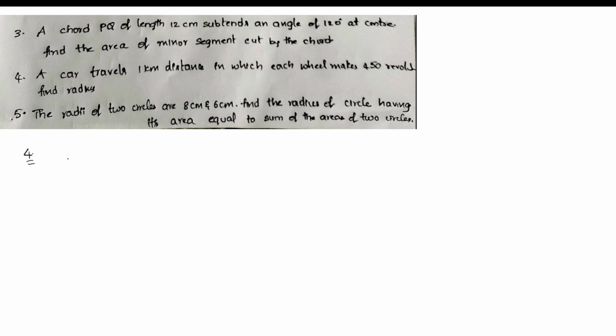Very simple. A car travels 1 kilometer distance in which each wheel makes 450 revolutions. Find the radius. Very straightforward question. So distance traveled by the car is 1 kilometer. So 1 kilometer is nothing but 1000 meters.